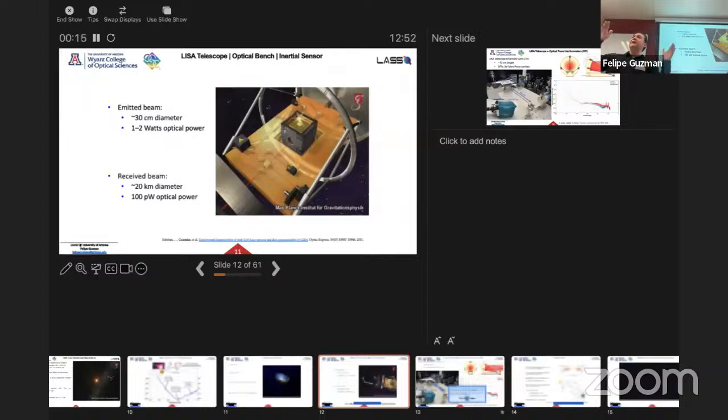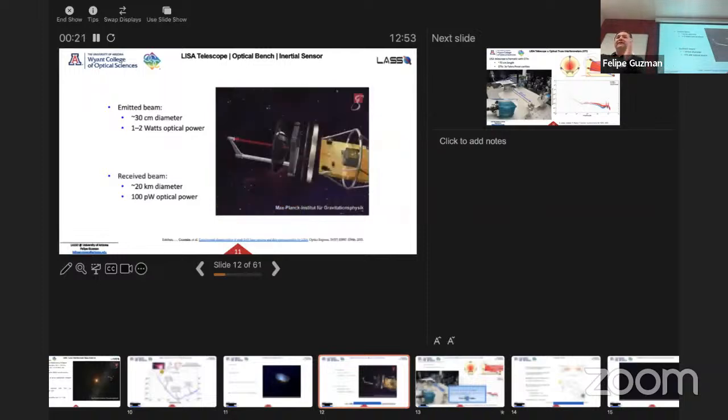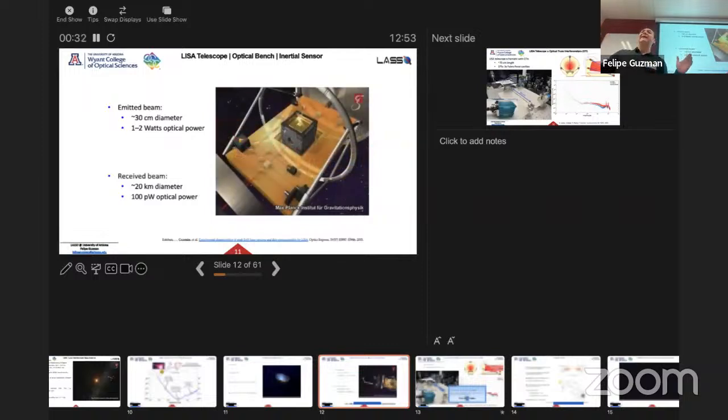So actually two. You have the long interferometer, basically from telescope to telescope, and then you have from telescope to optical bench and test mass. LISA Pathfinder demonstrated the optical bench to test mass. The big item missing now is the telescope.